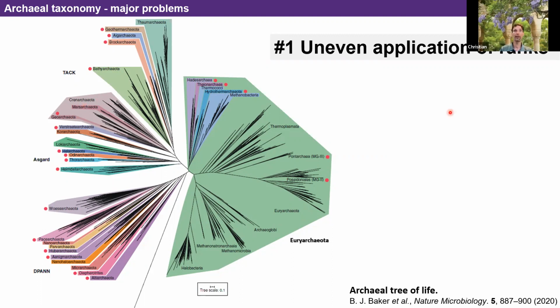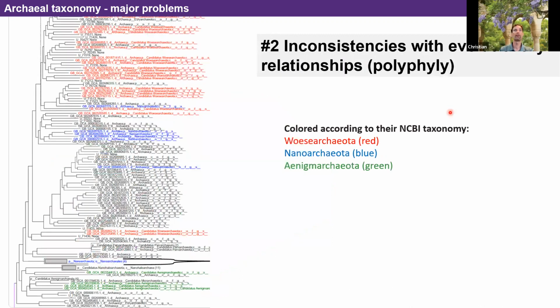Other than that, two more issues I want to highlight. The first one is inconsistencies with evolutionary relationships. If you have ever calculated or inferred a phylogenetic tree and then decorated it with the NCBI taxonomy, you will see that you get a lot of polyphyletic groups. An example is here in red. That's a tree I created based on 122 markers, and then I decorated that with NCBI taxonomy.